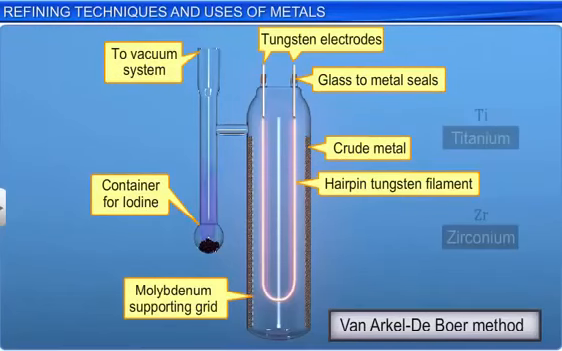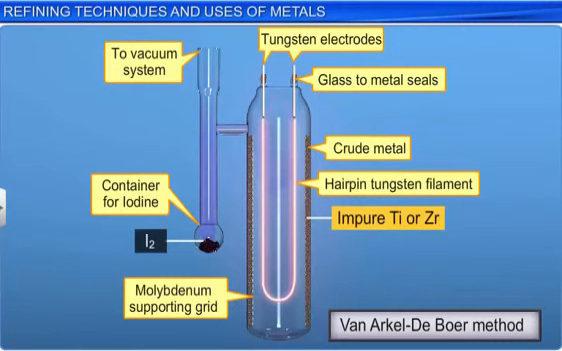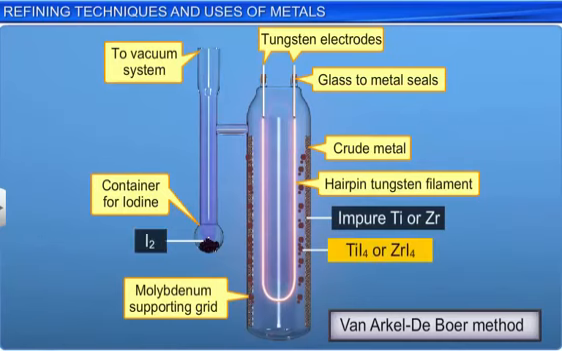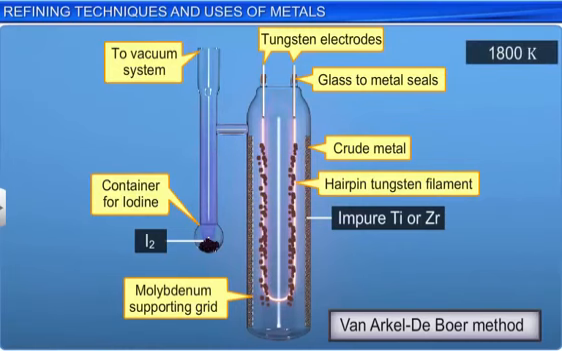Another example of vapor phase refining is the Van Arkel-de Boer method for the purification of titanium and zirconium. In this method, titanium or zirconium, which contain oxygen and nitrogen as impurities, are heated in an evacuated vessel with iodine to form the volatile titanium tetraiodide or zirconium tetraiodide. The metal iodide is then decomposed on a white-hot tungsten filament at 1800 Kelvin to give the pure metal.